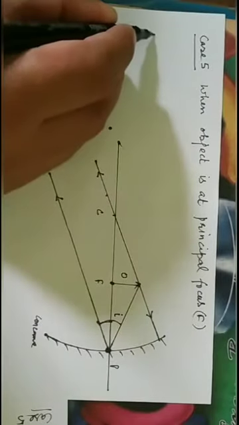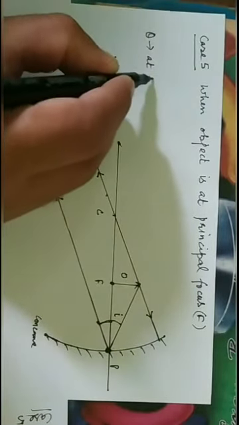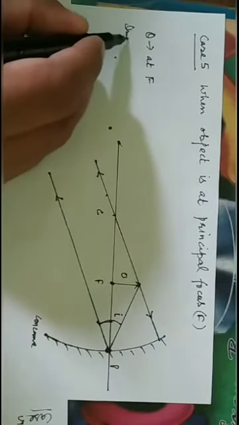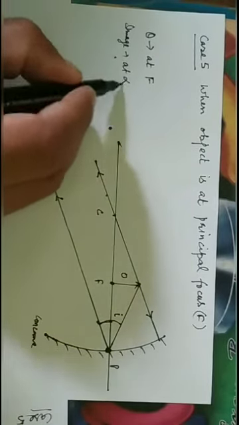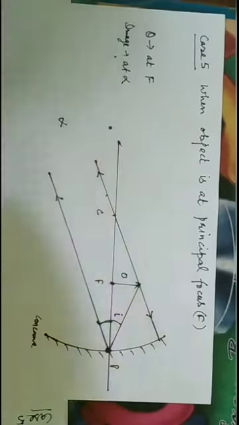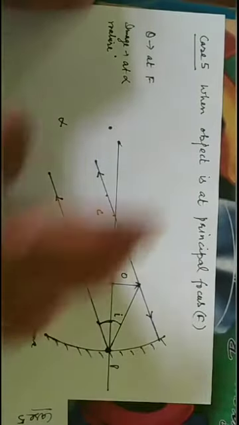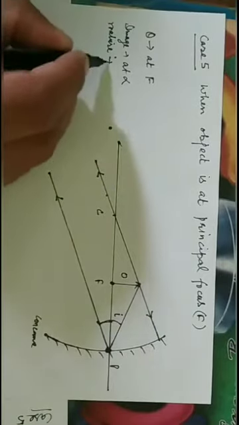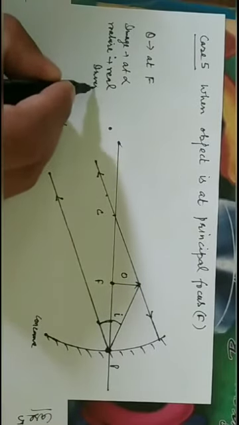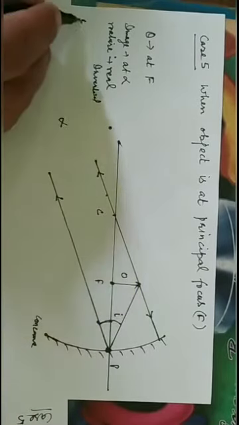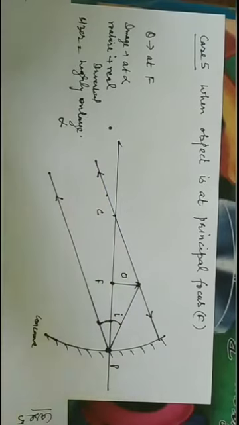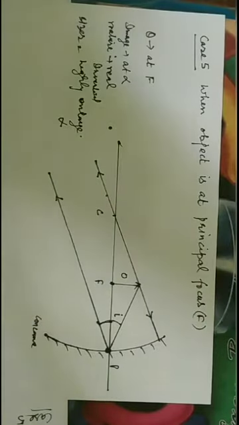So what we discussed: when your object is at focus, your image is at infinity. What should be the nature? After reflection they are meeting, so the nature is real. The real image is inverted. And what is the size? The size is enlarged, highly enlarged. So this is our fifth case: when your object is at focus, your image is at infinity, real, inverted and highly enlarged.